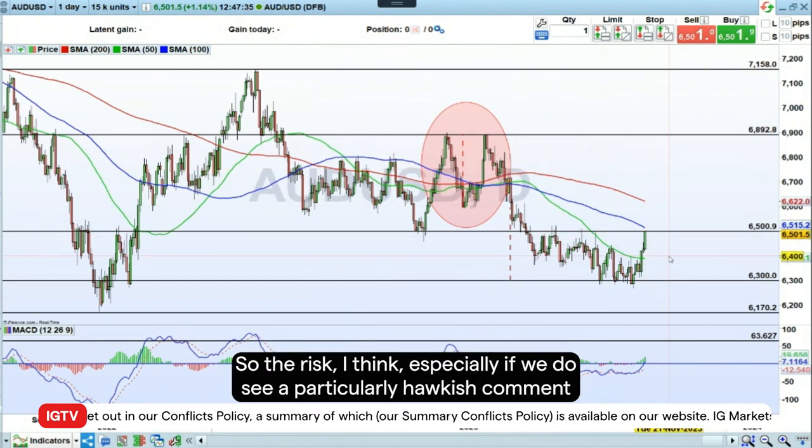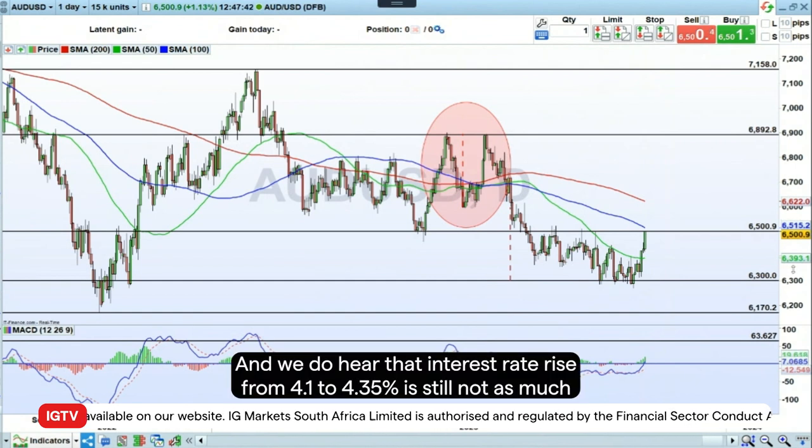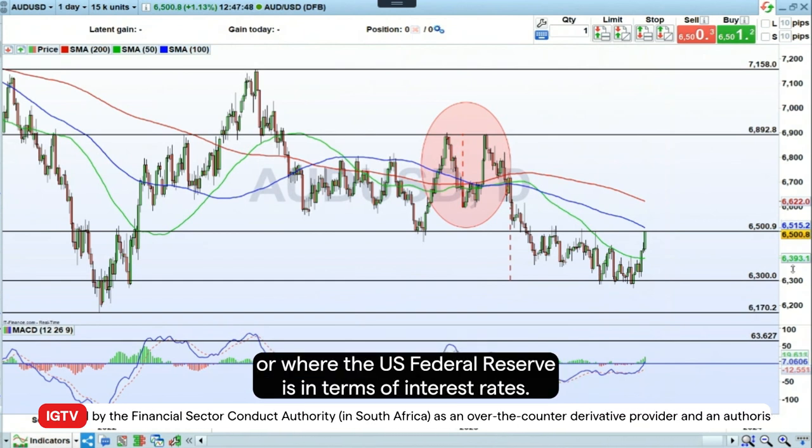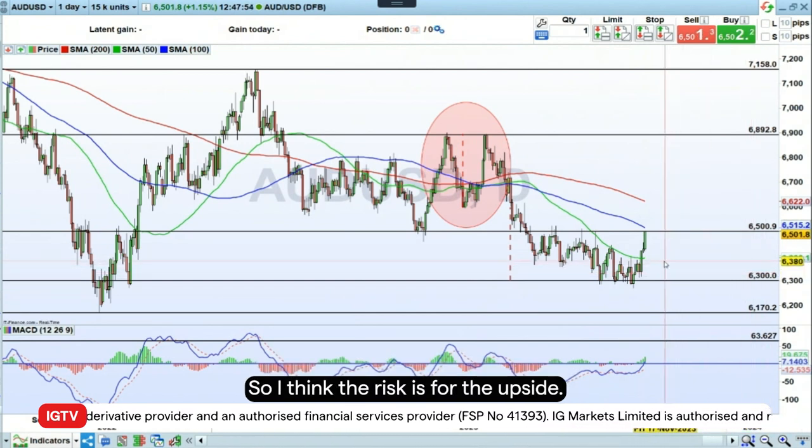So the risk, I think, especially if we do see a particularly hawkish comment coming through from Michelle Bullock and her team at the RBA, and we do get that interest rate rise from 4.1 to 4.35%, it's still not as much or as high as the Bank of England or where the US Federal Reserve is in terms of interest rates, but nonetheless pushing higher does attract money into the currency. So I think the risk is for the upside.